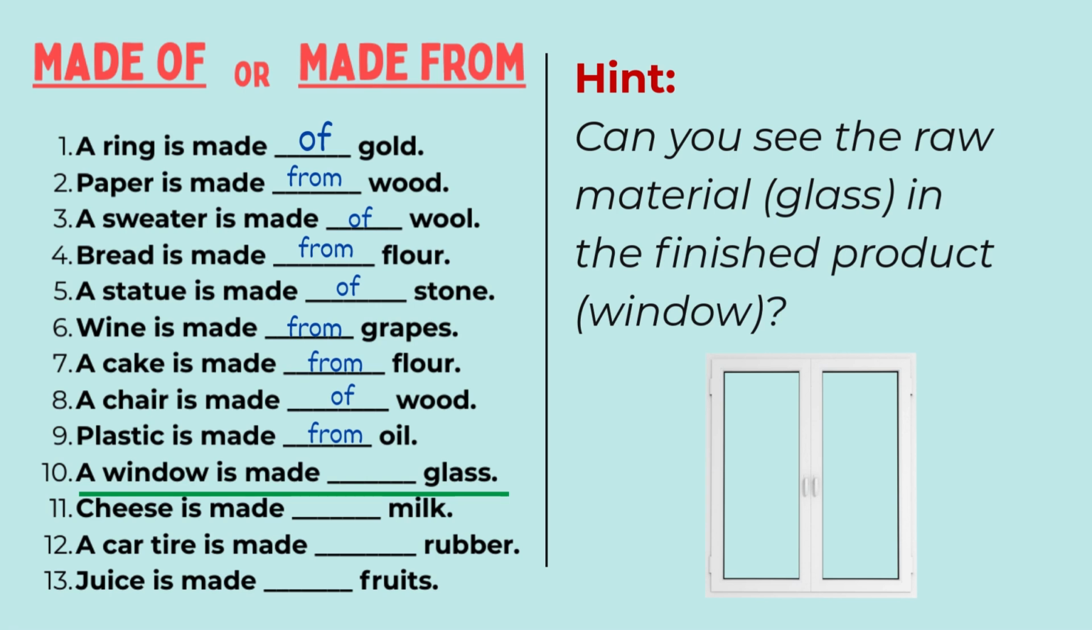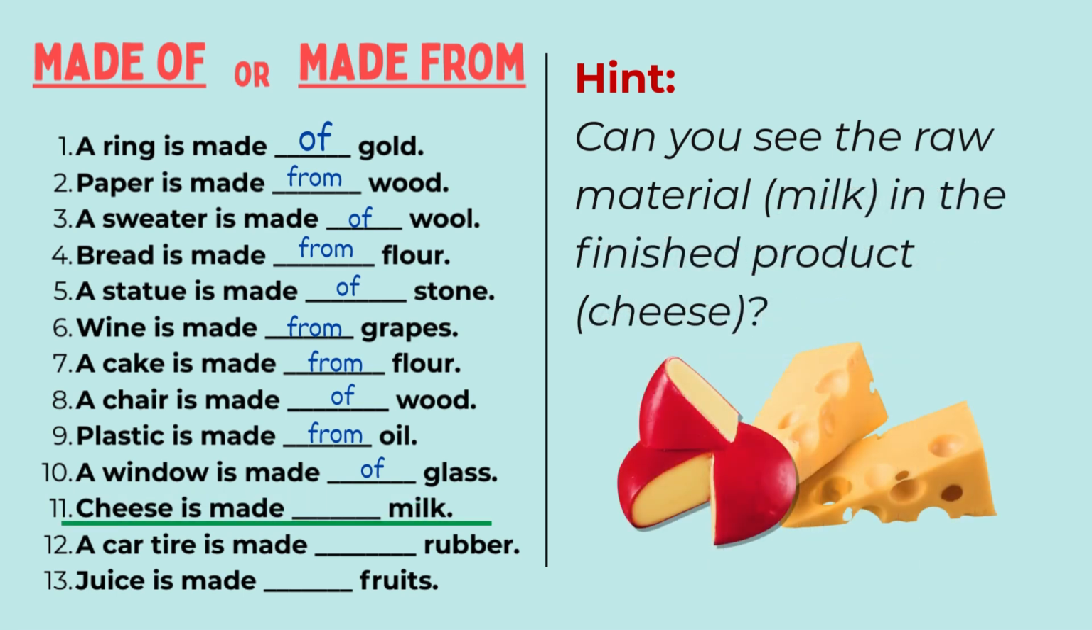A window is made glass. The glass is the transparent material, and its form is not fundamentally changed. You can see the glass in the finished product. If you break the window, you get pieces of glass. So, this would be of. A window is made of glass.